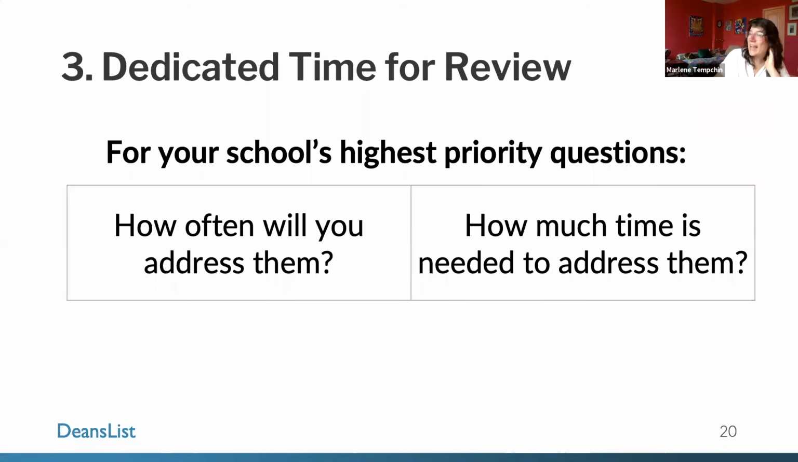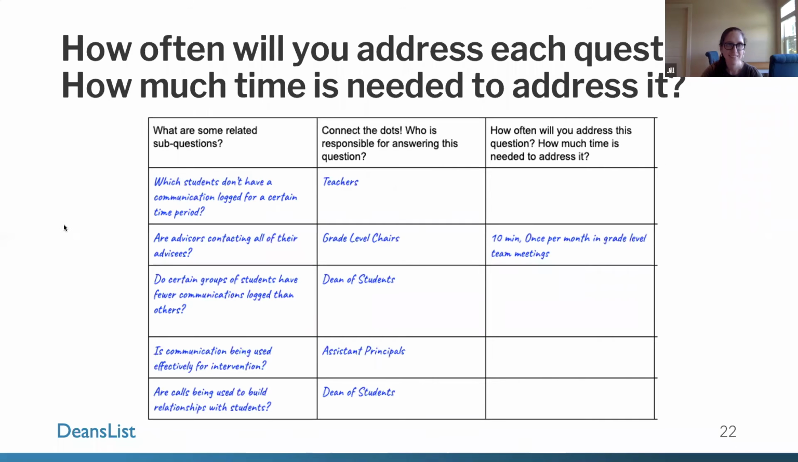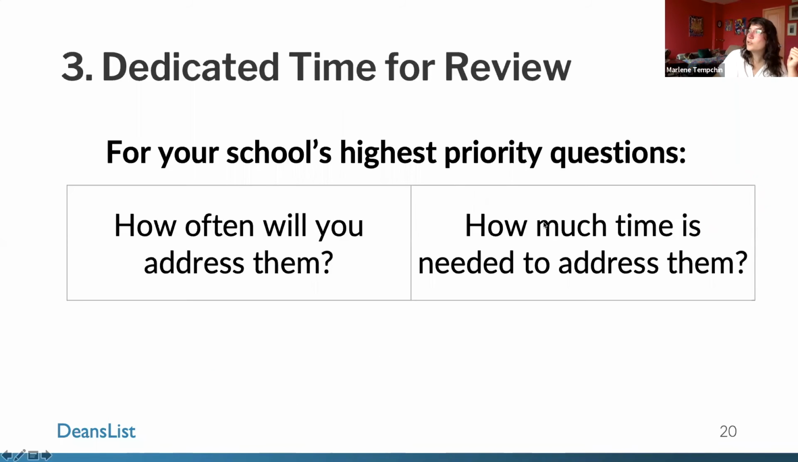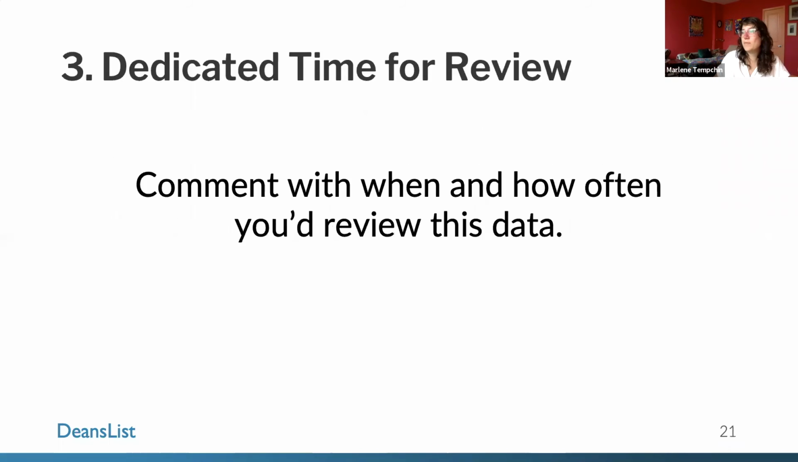So what we'll do next is think about, for our questions, how often you'll address them. Oops, sorry. I'm getting ahead of myself. Here we go. For your students' highest priority questions, how often will you address them, and how much time is needed to address them? So we'll sort of take the same strategy that we took before, and we'll ask you to go back to the Padlet and comment on a question from the farthest to the right column, and comment with when and how often you'd want to review this data.